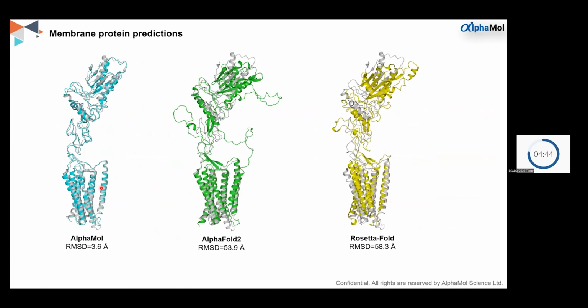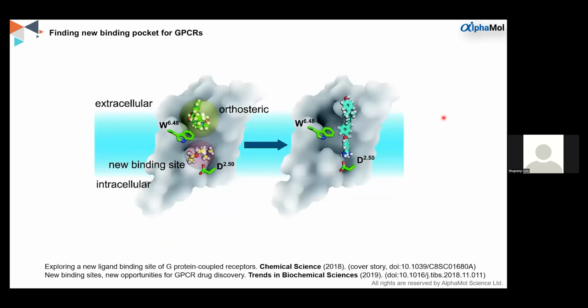In our recent project, we are also working on another G protein coupled receptor. As we can see, that is a class C GPCR, which is much larger. Our prediction is within 3.8 angstrom, whereas the AlphaFold RMSD is over 50 angstrom, and the RoseTTAFold is even closer to 60 angstrom, which astonished us.